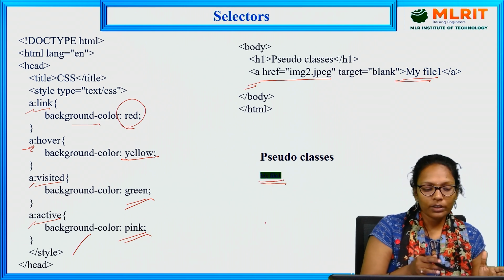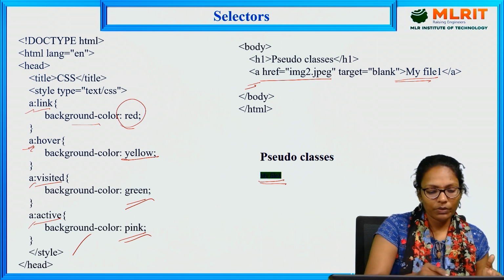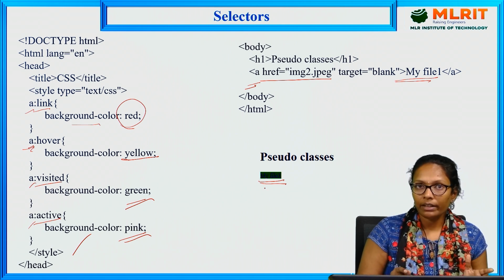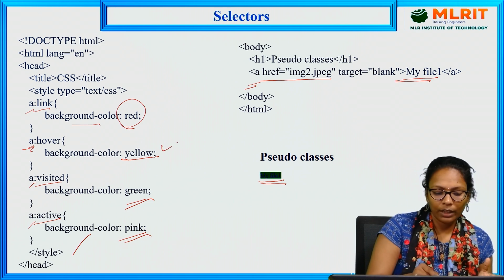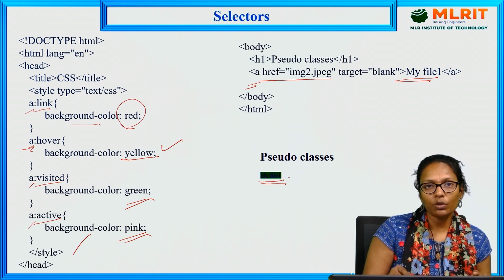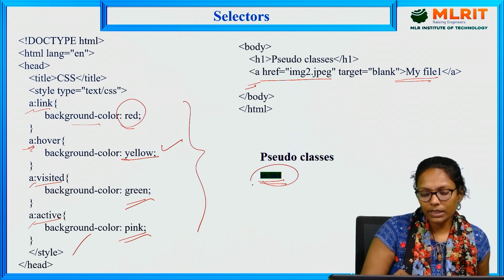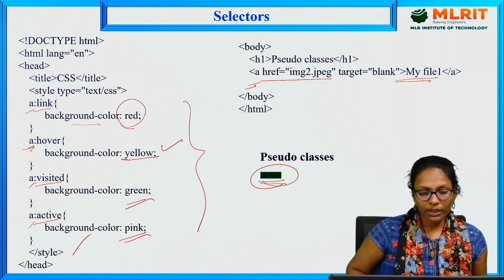So based on the scenarios which we mentioned here, if it is a link, by default it will be in red color. If you place the mouse onto this, yellow color. If you have visited it, if you have clicked on it, it will be changed to green. So something like that, the properties you have mentioned here. Only this particular part will be affected with this, right? So this is nothing but pseudo classes.